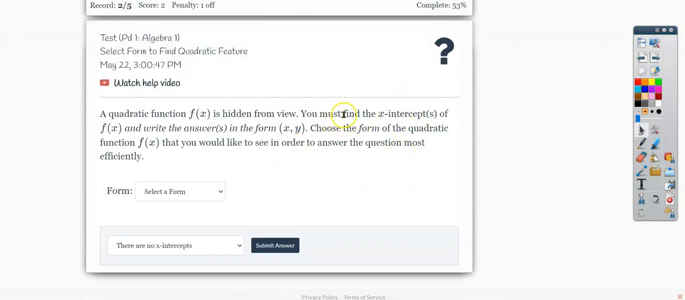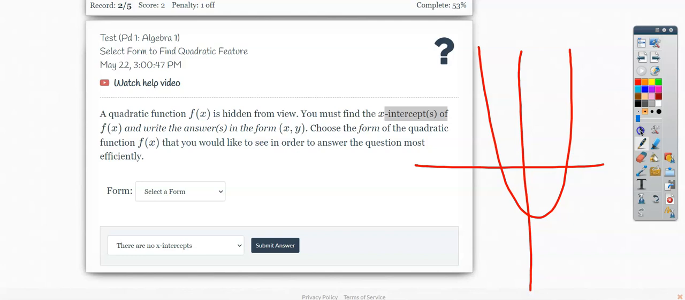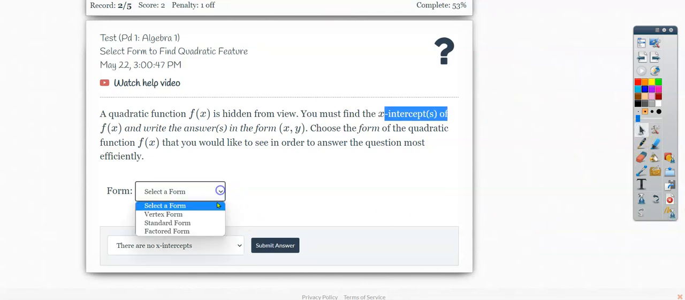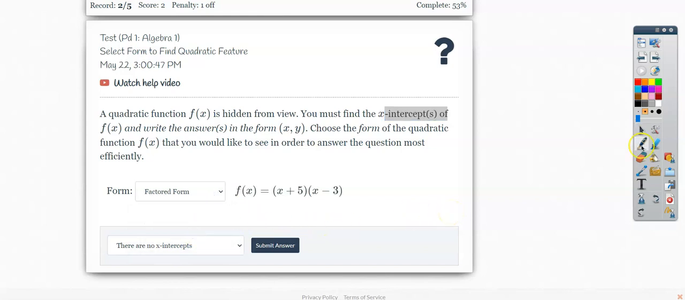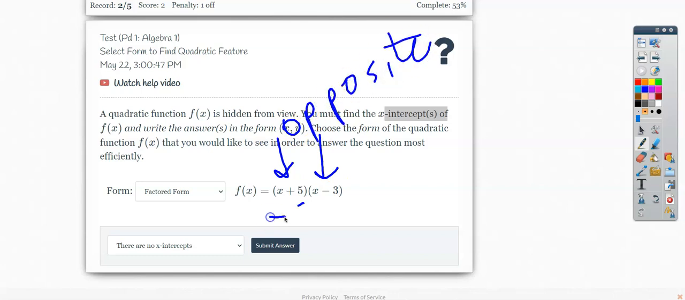Alright, this time I want to find the x-intercepts, right? Those are the solutions, the roots, the zeros. So if I want to know the x-intercepts, I want to know these values right here. So the best form for knowing that right away is factored form. So I want to see factored form because I know that the roots are always the opposite of my factors. So the roots are -5 and +3.